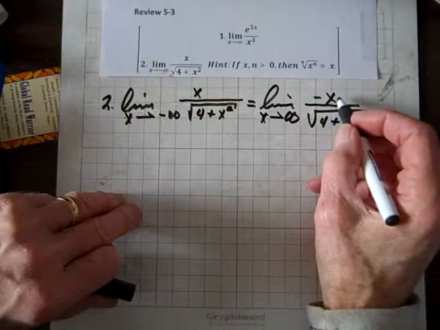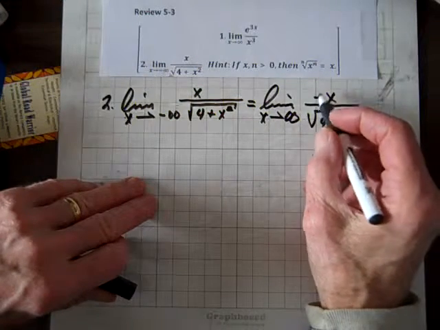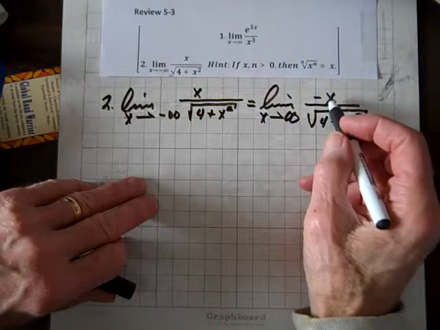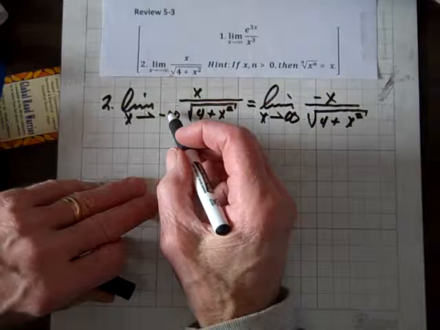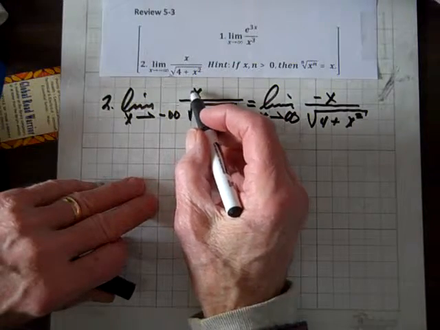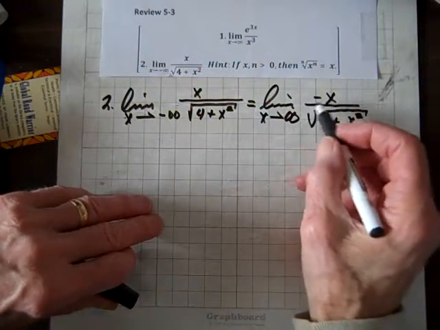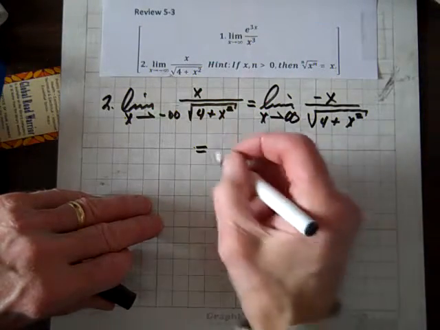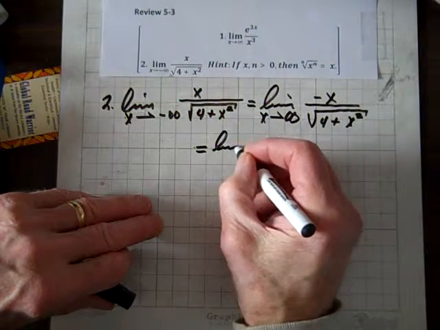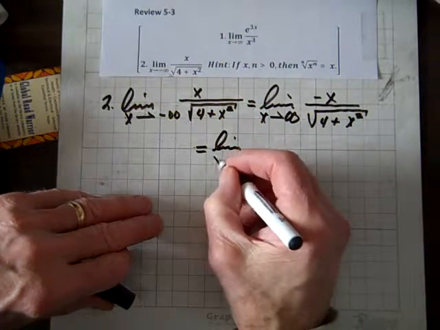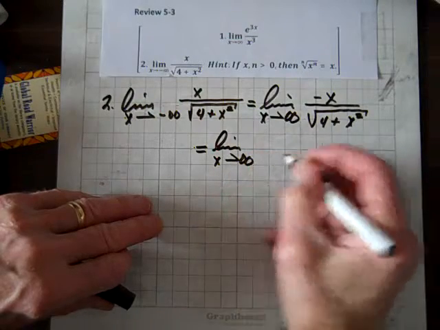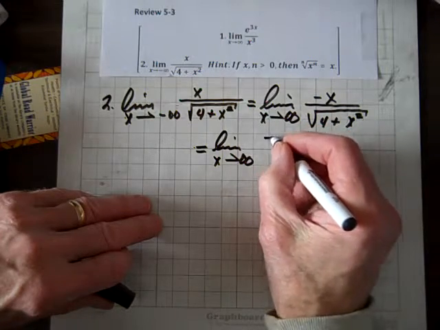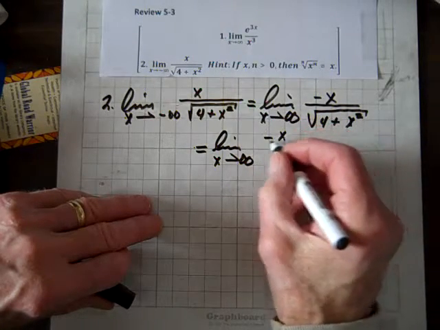Now, as x goes to infinity, with that negative there, we will get a negative value. If x goes to negative infinity, here we would have gotten a negative value. Now, this is a little easier to deal with. If you try L'Hopital's rule on this, you just keep getting back what you start with. So instead of doing that, let's divide every term by x.